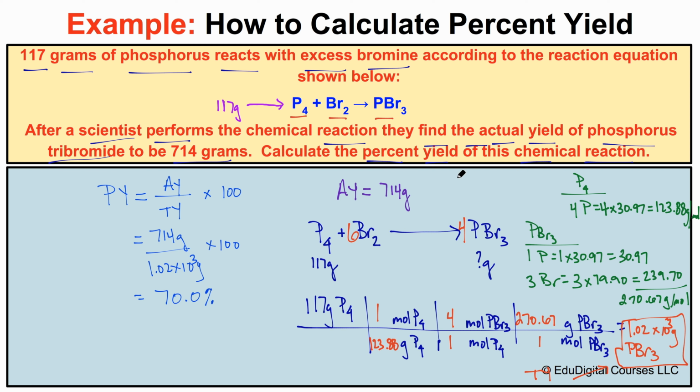as our final answer. So we'll go ahead and highlight this in red, or box this in red as our final answer. The percent yield here is equal to 70.0%. So what does this mean? Well, theoretically we should have ended up with 1.02 times 10 to the third grams, or the scientists should have ended up with this many grams of phosphorus tribromide, but instead when they were in the lab they ended up with 714 grams of it, which represents 70.0% of what the true value or theoretical yield should have been. So that's how we can calculate a percent yield.